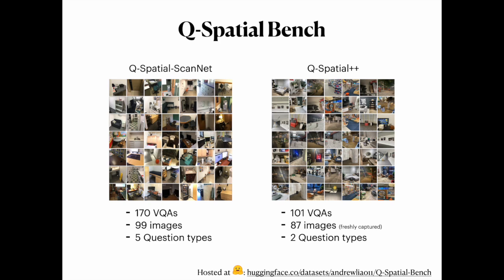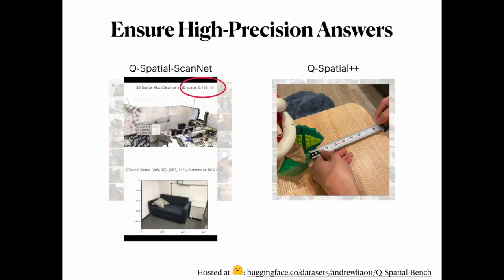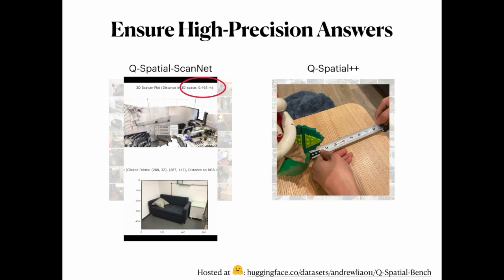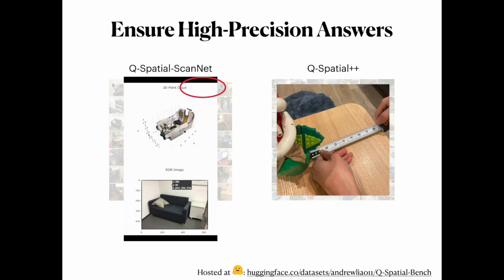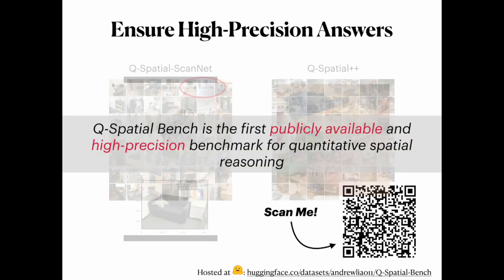Note that to construct Q-Spatial++, we capture our own images to ensure that none of them are included in the training of any VLMs. Our benchmark features high-precision answers. For Q-Spatial ScanNet, we specify the endpoints of the query distance and annotate them in the point clouds. For Q-Spatial++, since we capture the images ourselves, we simply measure them using physical tools such as measuring tapes. Our benchmark is the first publicly available benchmark targeting quantitative spatial reasoning. The benchmark is now hosted at Hugging Face, and feel free to pause the video and go check it out.